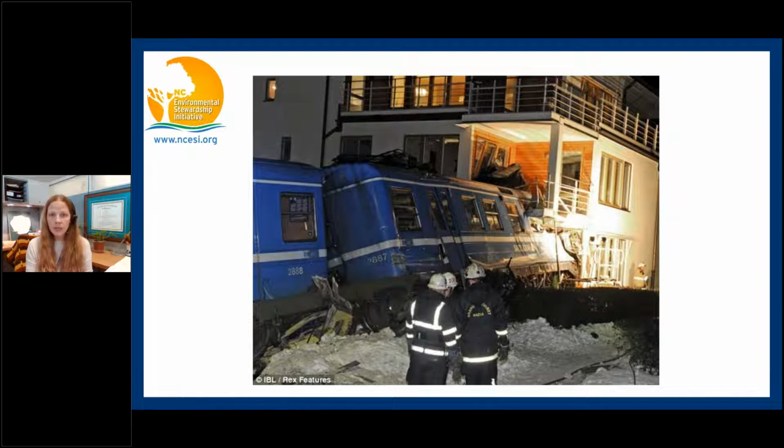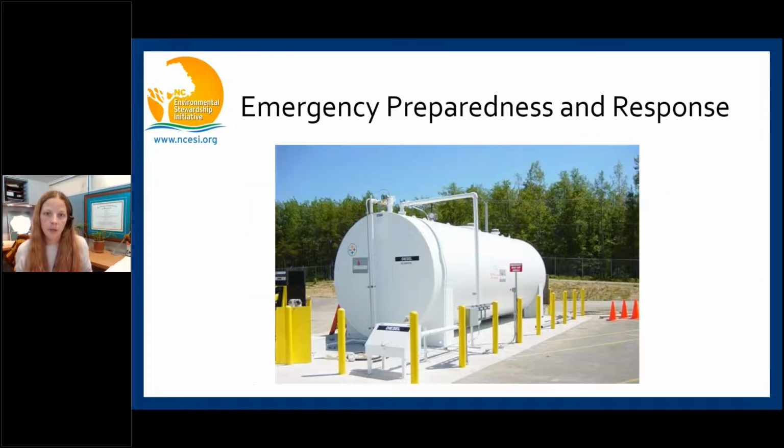In this case, you would want to be very aware of what is on that side of the building. Do you have anything that is explosive? Do you have any gas? Do you have any hazardous waste that would spill if something like this happened? So you want to be very mindful of the potential consequences of what could happen if there was an emergency.